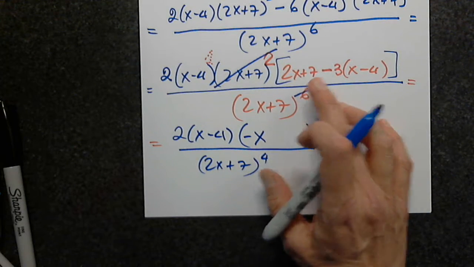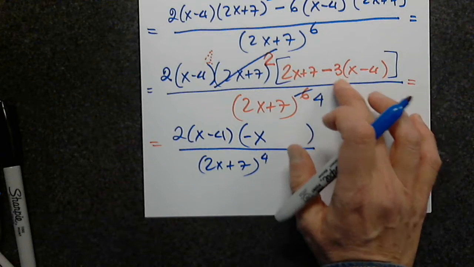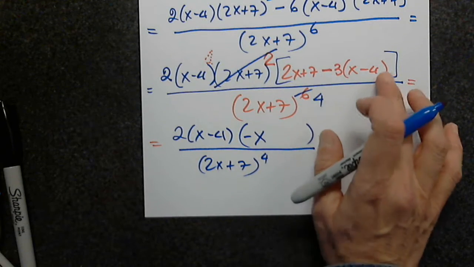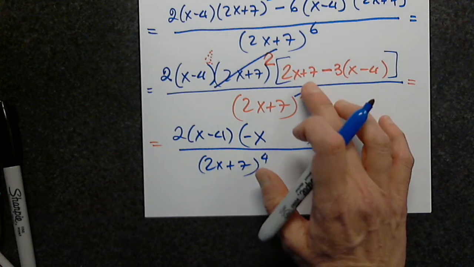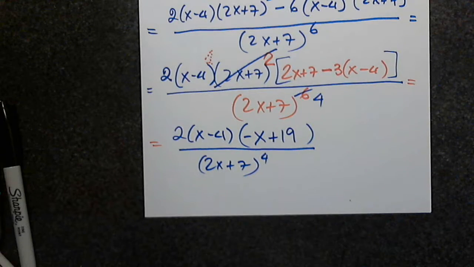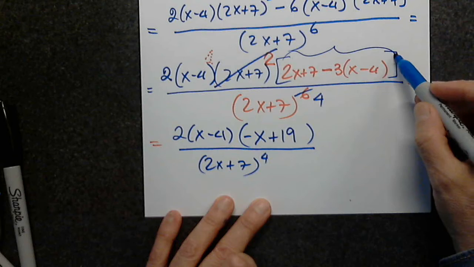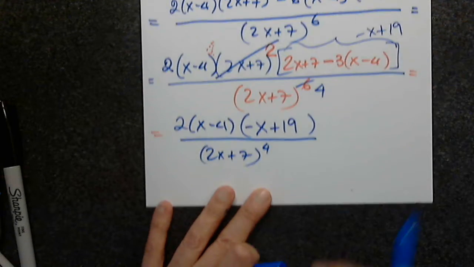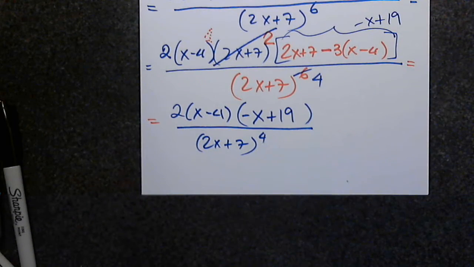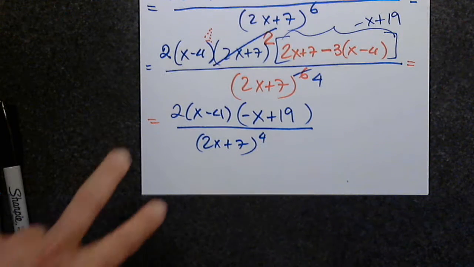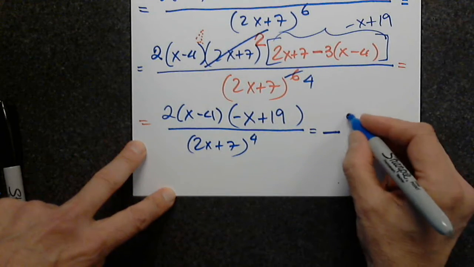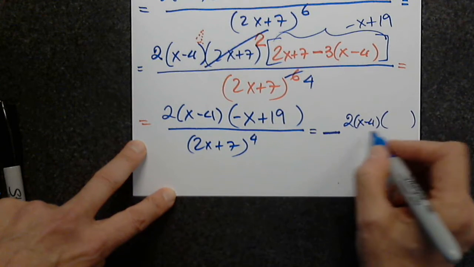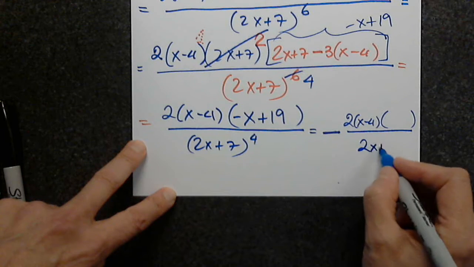And then I have 7, but plus what? How much is 7 plus 12? Negative 3 multiplied by negative 4 is positive 12, and 12 plus 7 is 19. So when we combine all these terms, we get negative x plus 19. I recommend, since negative x plus 19 has a negative leading coefficient, I recommend taking it out. So there is a 2, there is x minus 4. Please tell me, what do you have left in parentheses?